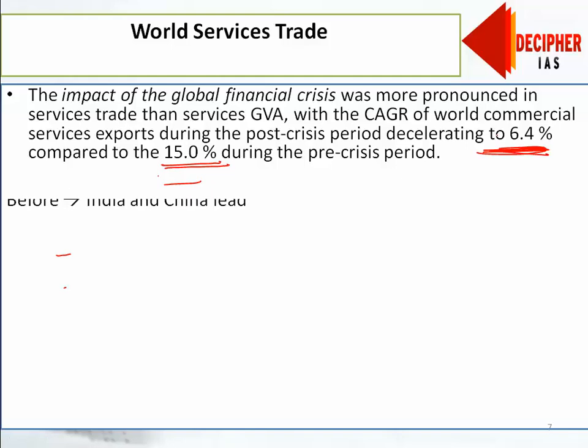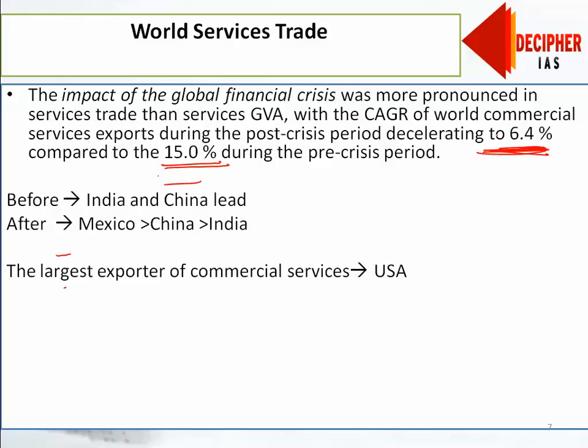Coming to the next point. Now before, India and China were leading in services, but after the global financial crisis, Mexico has been leading China and China has been leading India. So Mexico has come out of nowhere to lead in the pack of services exports. Now the largest exporter of commercial services has been the USA undisputedly.